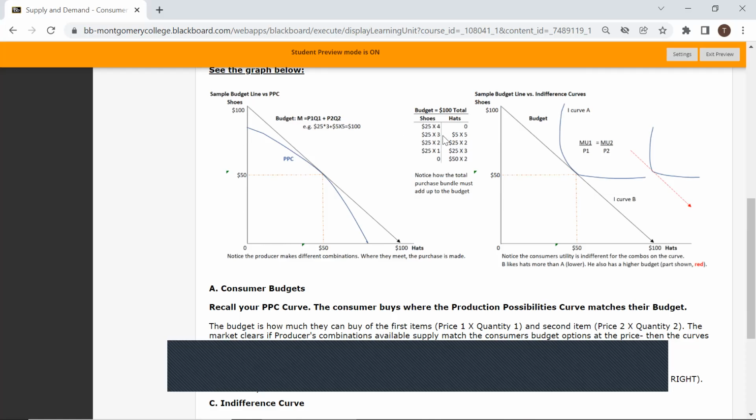You can also buy 3 shoes for 25. That's $75 worth of shoes. And that would meet with $5 hats, 5 of them. That'd be $25. That'd be here for hats and here for shoes. This is between 50 and 100, which is 75 for shoes. Between 0 and 50 is 25 for hats.